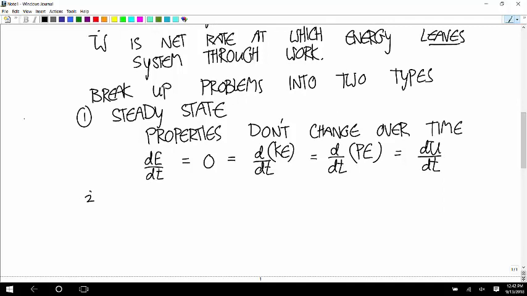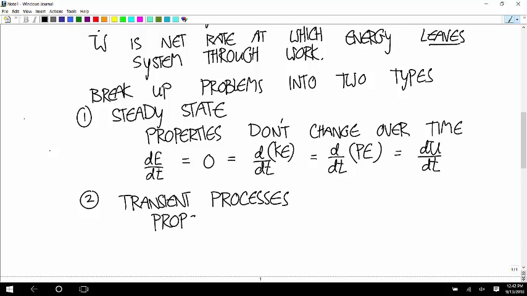And then the second type is basically non-steady state, but we call it transient processes. And that's where one or more properties are functions of time.